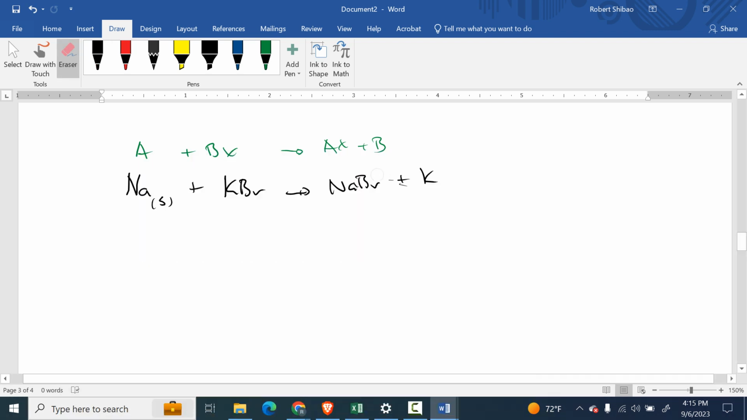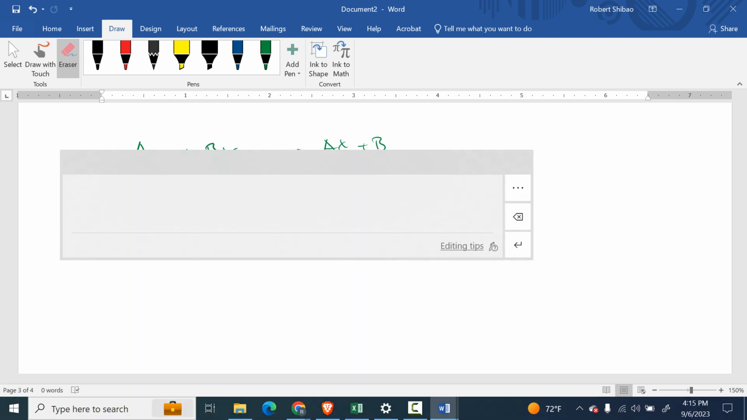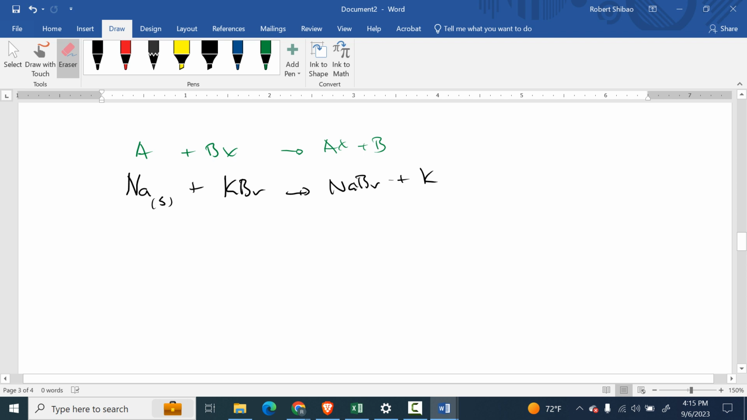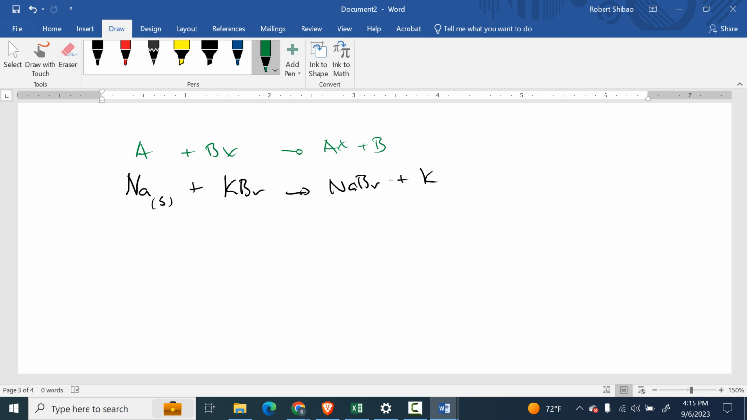Then we look for driving force. In redox, we don't look for precipitates. We don't look for stronger acid to weaker acid. And we don't look for gas formation. In redox, we either look at the activity series. And so let's compare sodium and potassium based on the activity series.